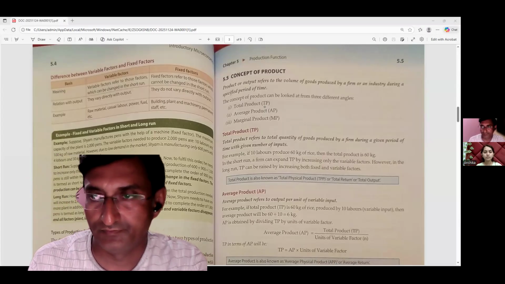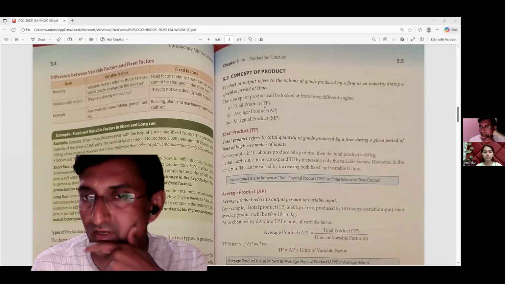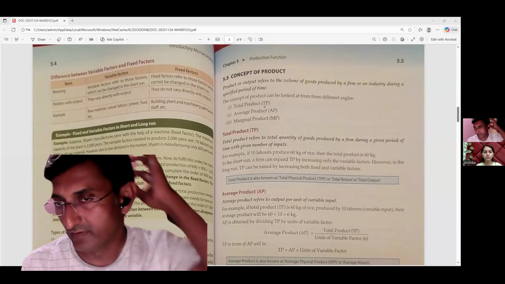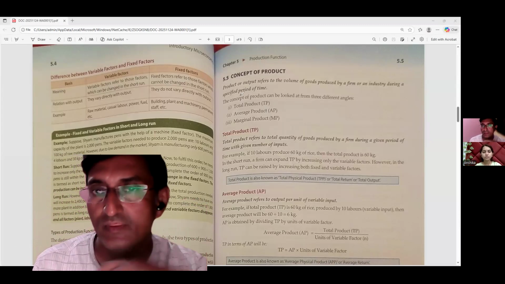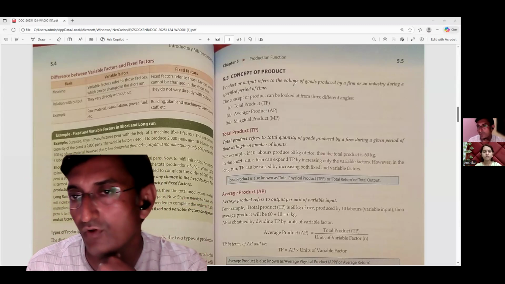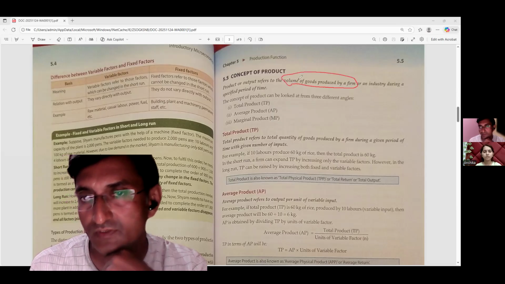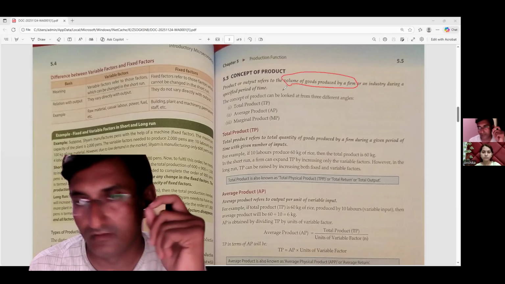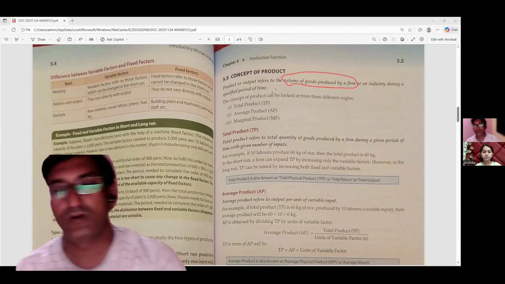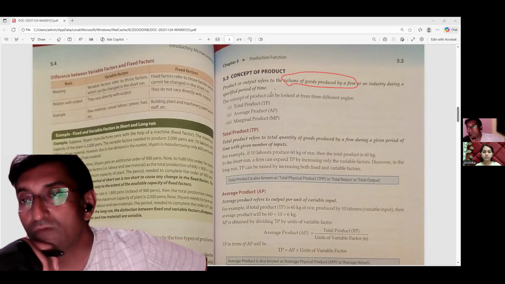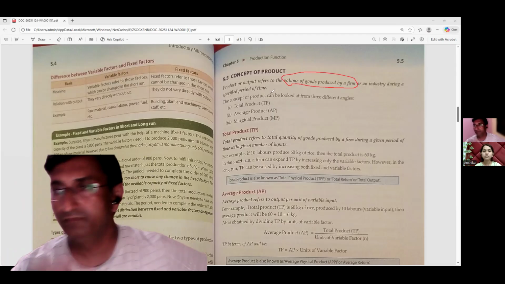So basically, first of all, we'll understand what is the meaning of concept of product, and then we have different angles from the point of view of numericals, right? A product or output refers to the volume of goods produced by the firm. What is the meaning of product? When we talk about the product, it refers to counting the volume of goods which is produced by the firm or the company, as the industry, you can see like that, right?